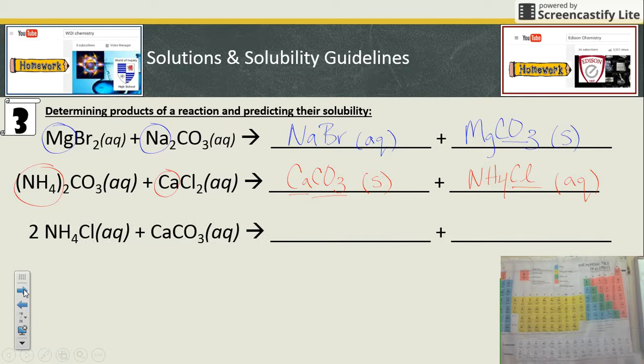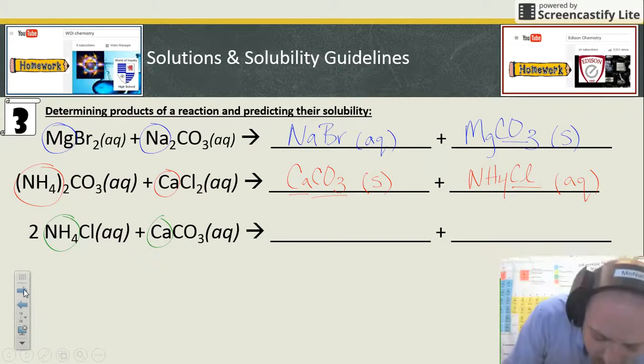Last example, double replacement. We're going to swap the positive ions and probably run out of time here. So you're going to have to finish that one up yourself, I think. Don't you? My timer's done.